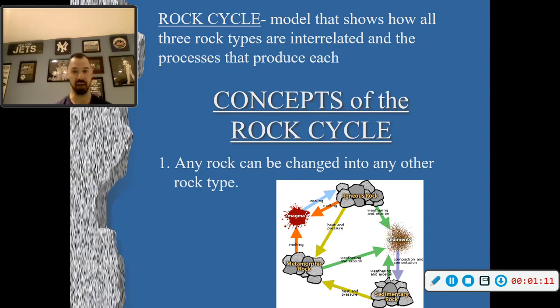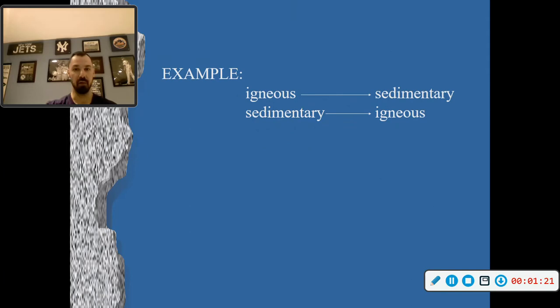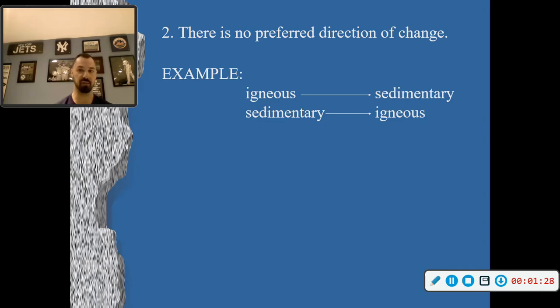So again, I said that it's not a straightforward cycle. You can see from the picture there, it's very complicated. Any rock can be changed into any rock type. So in other words, there's no preferred direction of change. Igneous can change to sedimentary, sedimentary to igneous. It just depends on what the rocks are being exposed to, and that's going to determine what type of rock you end up with.